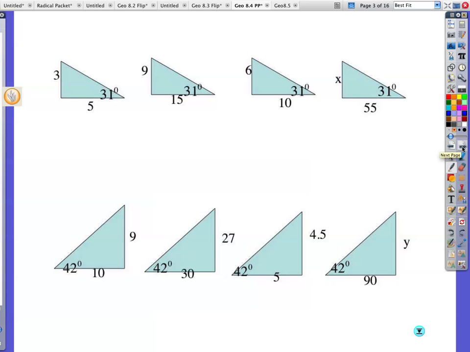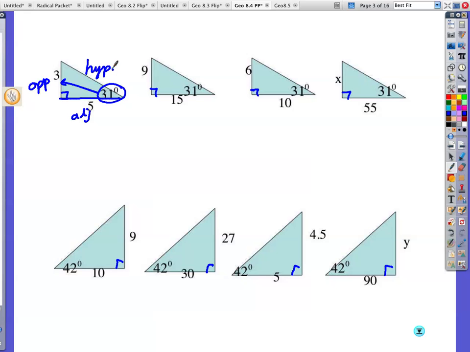I didn't mark it in here, but every single one of these is a right triangle. So this is right triangle trig. I feel like I gotta do it right here. Get my right angles in there. Okie dokie, so here's what we got. If this is 31 degrees, this side is opposite. This side is adjacent. And this, of course, is hypotenuse no matter what.